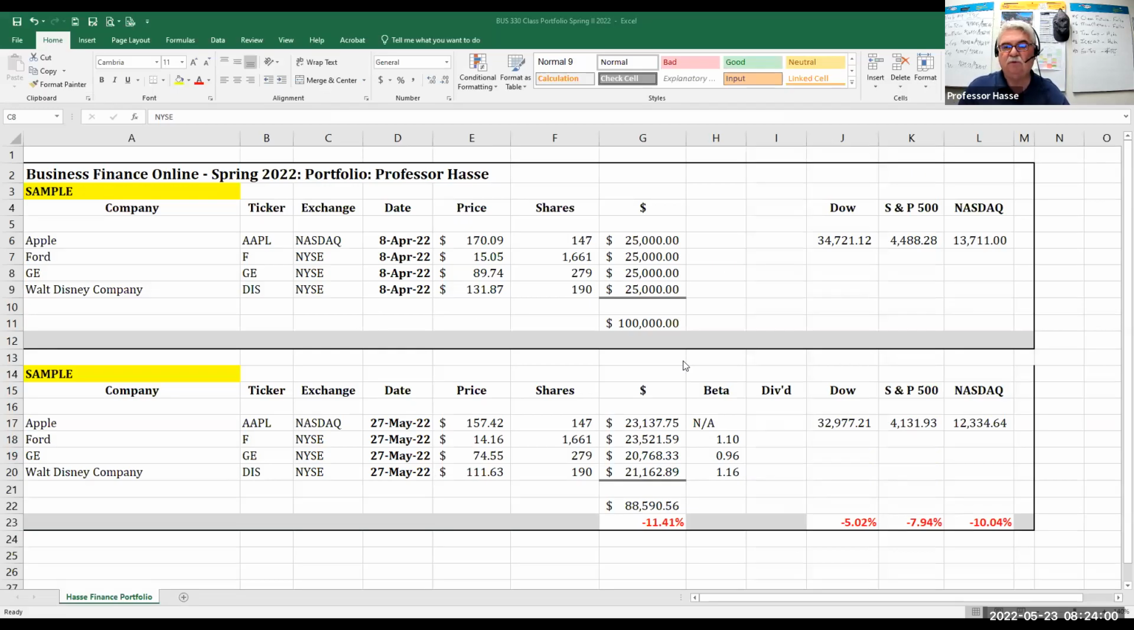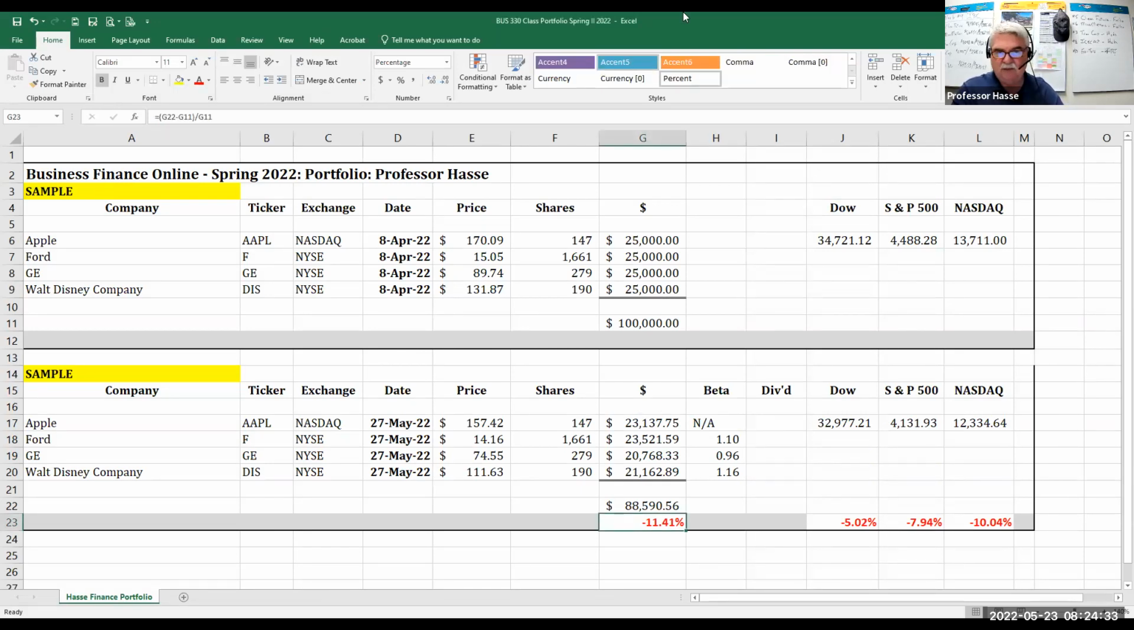So here's a sample portfolio. It should basically show 2 key components. The original portfolio that you selected back on April 8th with its original allocation of $100,000. And then your updated portfolio as of May 27th, this Friday at the close of the market: your updated prices of your stocks, your new valuation, your total portfolio value, and notice the percentage loss or gain of your portfolio.